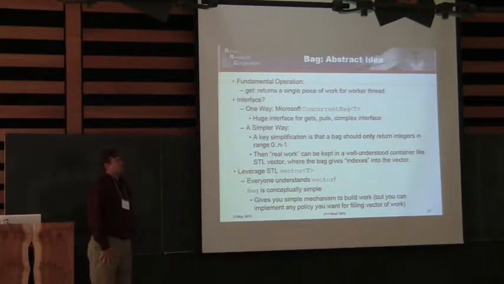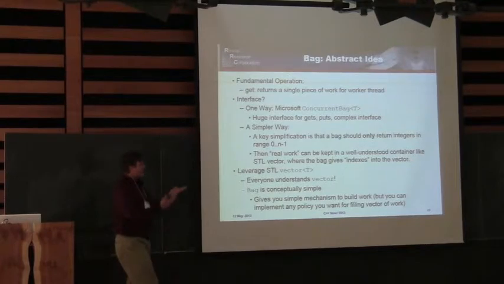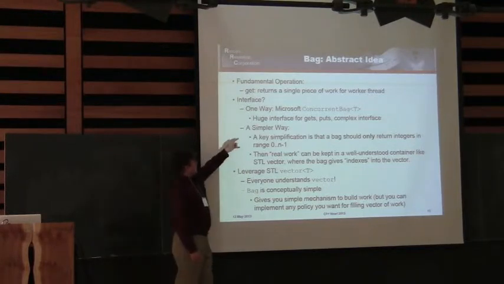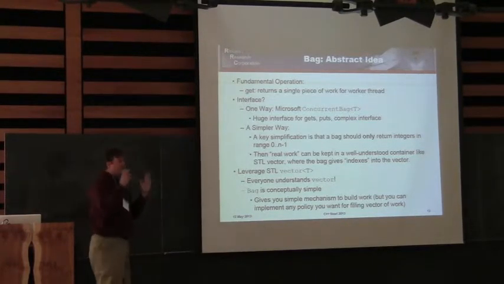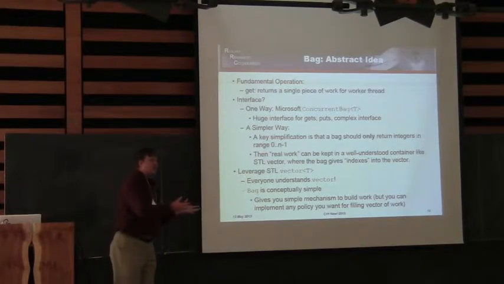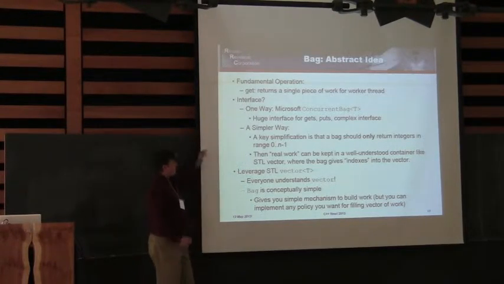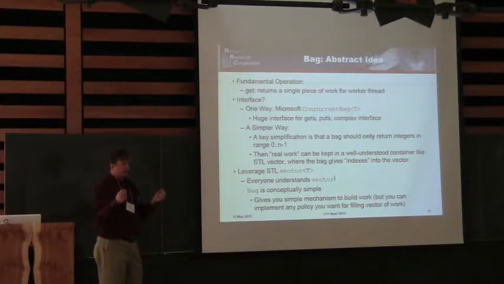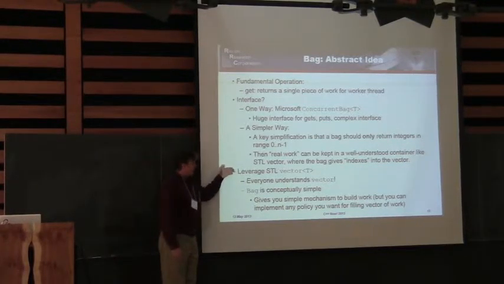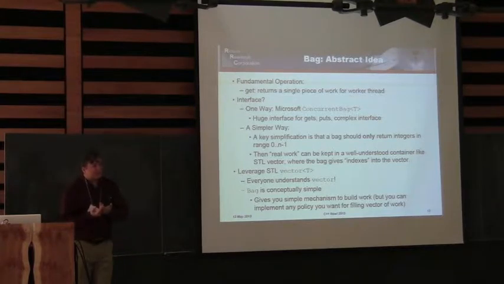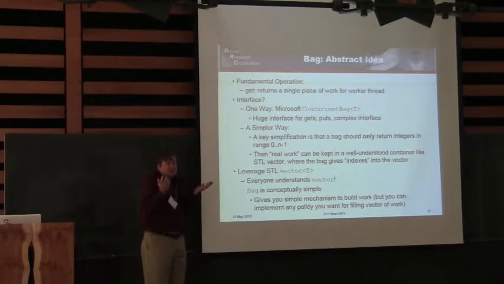Then I kind of stepped back and said, you know what? All I really need are integers, because if I have some simple integers, I can use that as an index into a vector for my work. Okay? So a simple way to do a bag is that I'm only going to return integers, which will be indexes, from 0 to n minus 1, and the real work, whatever that means, are they file names? Is it a pointer to some giant data structure? Whatever you want, put the real work into a well-understood container like the STL vector, where the bag is simply going to give you indexes into the vector. Okay? So the whole idea here is we're going to leverage the STL vector or your favorite threaded container. So what I'm trying to do here is separate mechanism and policy. I don't know necessarily how I want to keep my work.